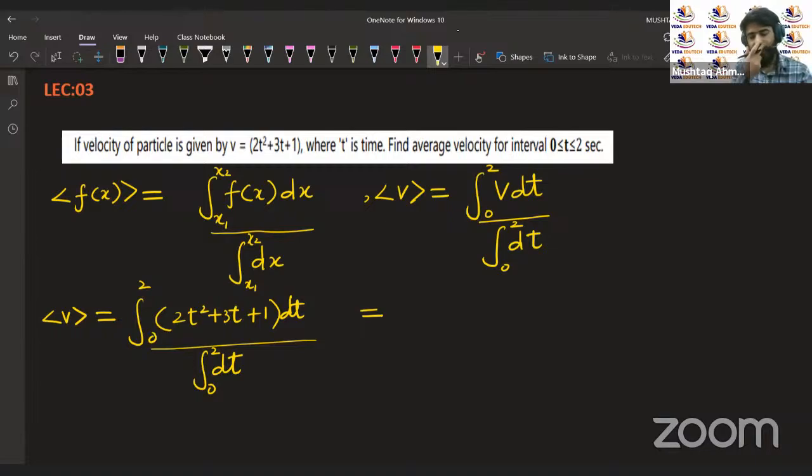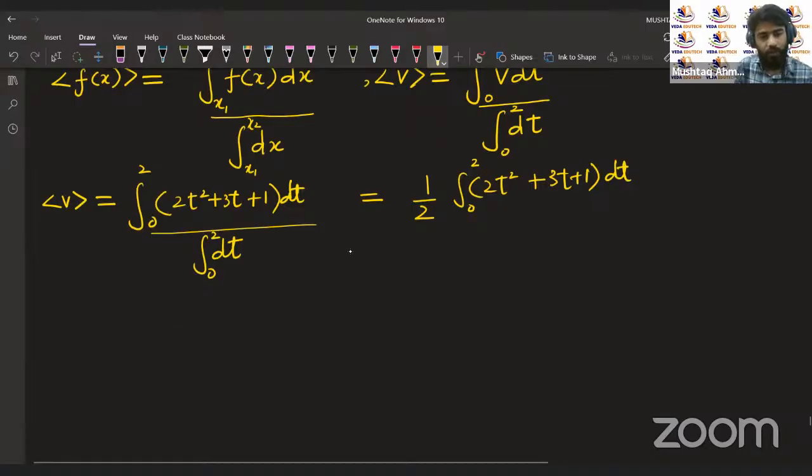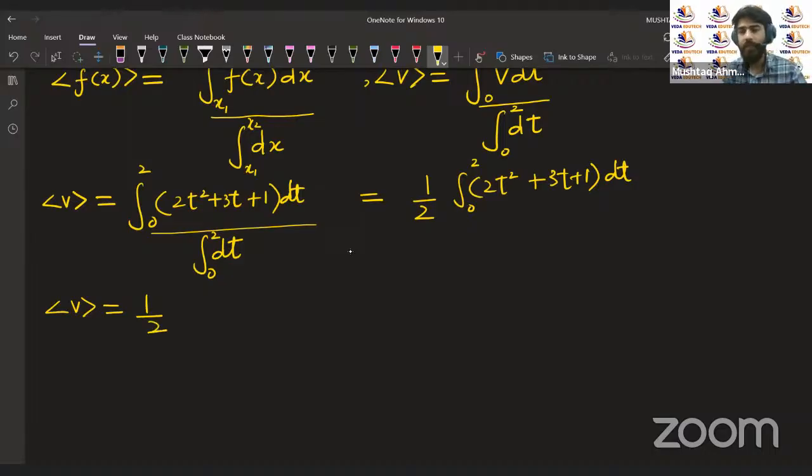So the integral of dt with respect to t will be t, and the limit is from 0 to 2. So it will be 1 over 2 times the integral of 2t square plus 3t plus 1 dt with the limits 0 to 2, right? The limits will be from 0 to 2 seconds, right? So the average velocity will be 1 over 2. The integration of t square is t cube over 3, right?